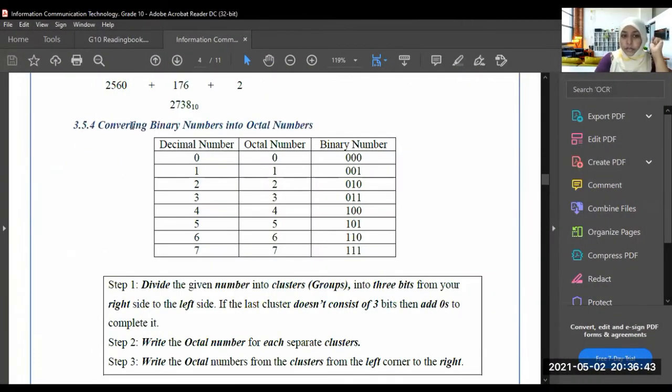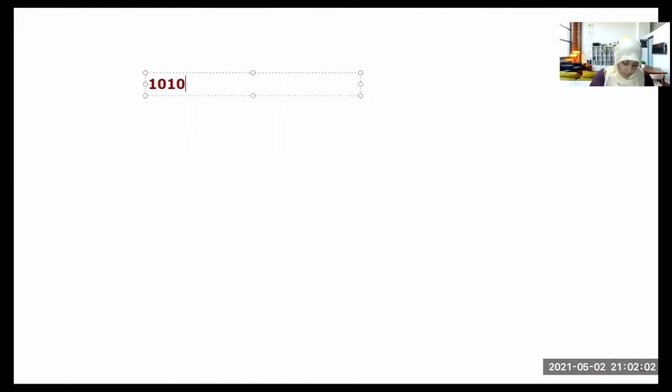Today we are going to learn converting binary numbers into octal numbers. Okay, so how to convert base 2 into base 8. 101 010 110 is the question now.